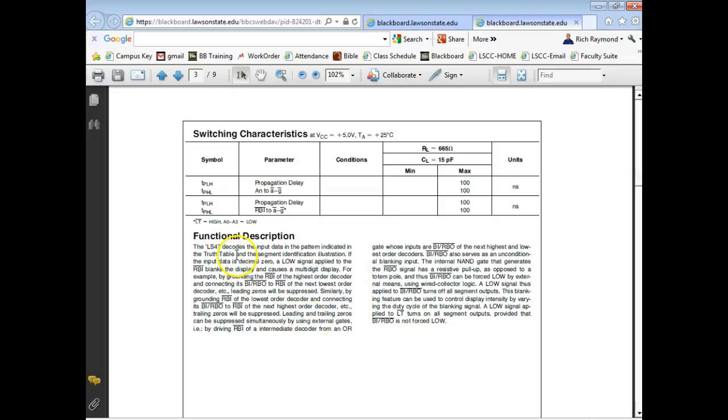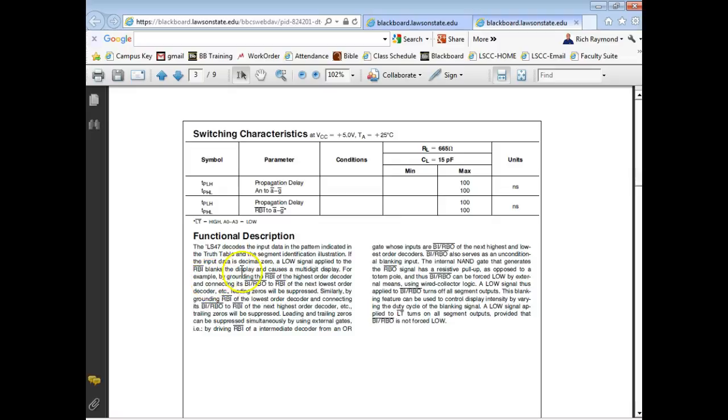The 74LS47 decodes the input data in a pattern indicated in the truth table in the segment identification illustration. If the input is the decimal 0, a low signal appears on the RBI, blanks the display, and causes a multi-digit display. For example, by grounding RBI of the highest order decoder and connecting its RBO to the RBI of the next lowest order. So the RBI, and I don't know why they have it hooked up to a switch. The RBO is actually a what? What does the O stand for?